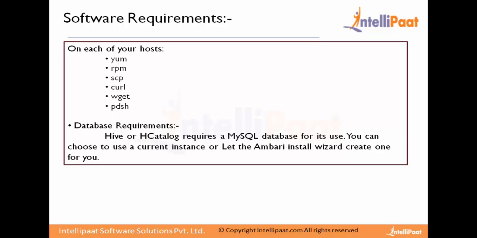Then the software requirement. What kind of software do you need before proceeding? You need yum, rpm, scp, curl, and wget. Database requirement: if you already have a database, you just need to connect to it. You can just integrate it with the Ambari server. If you don't have one, Ambari gives you the option to go with the default. If Hive or HCatalog requires a MySQL database for its use, you can choose to use a current instance, or you can use the Ambari default one.